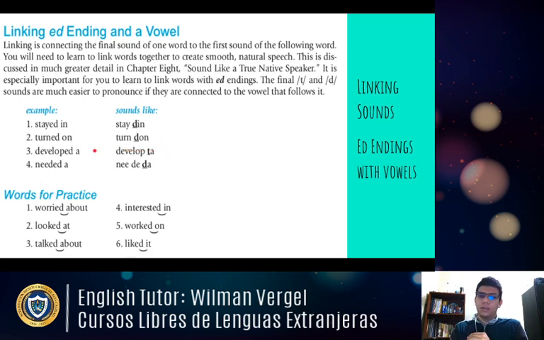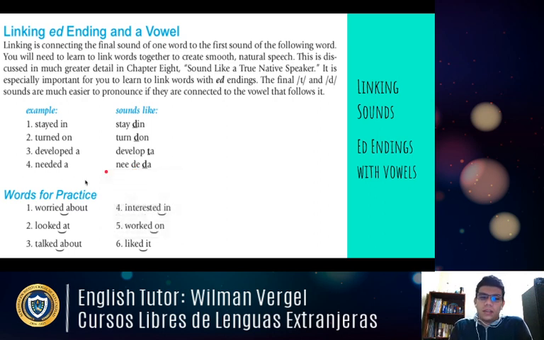Remember that we don't stress this word. We reduce it to schwa, so we say developed. They developed a strategy, okay? Number 4, needed. So in this case, it's not a syllable. We say needed.